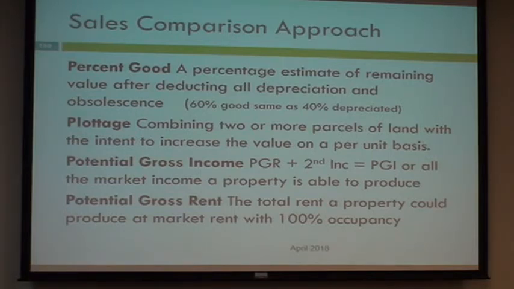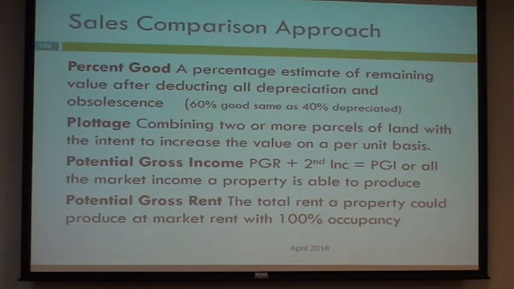Potential gross income. That's potential gross rent plus the secondary income. It's a formula you can be thinking about. It equals PGI, or all the market income a property is able to produce. That's all it can produce. You have the primary potential gross rent and the secondary income, and you get to the potential gross income.